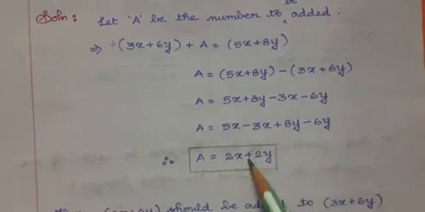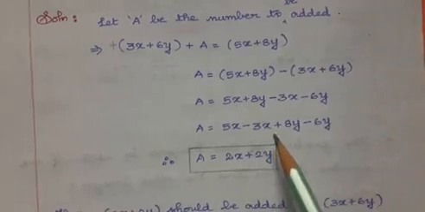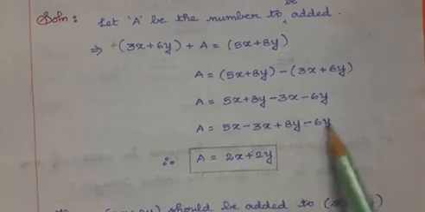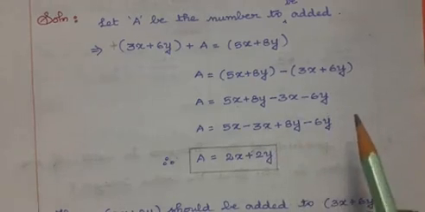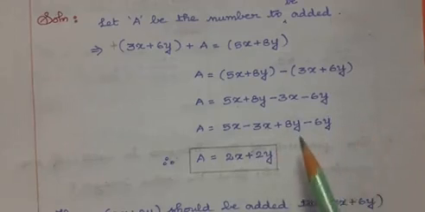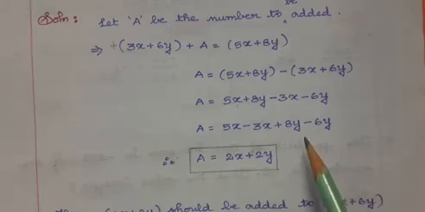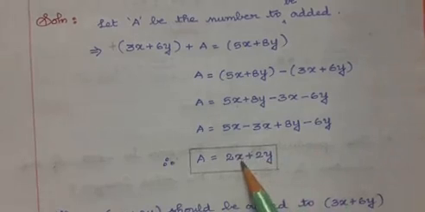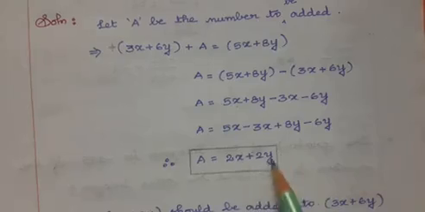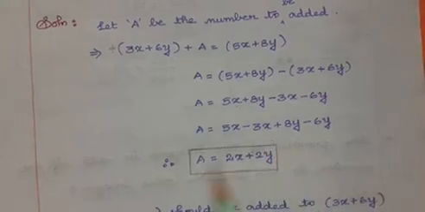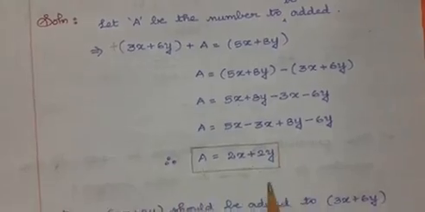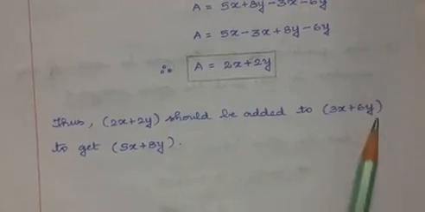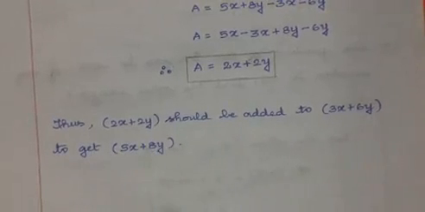8y minus 6y is equal to plus 2y. Always we can add or subtract only the like terms. We can't do the calculation for unlike terms. Have that in your mind. Now see, both have constants, but this is a different term and this is a different term, so we can't add them. Clear? Therefore, a is equal to 2x plus 2y. Thus, 2x plus 2y should be added to 3x plus 6y to get 5x plus 8y.